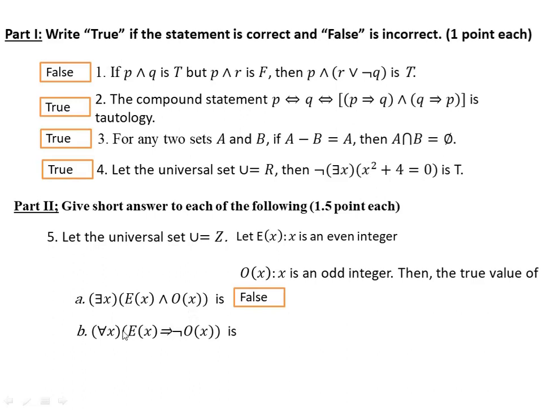B. For every x, E(x) implies negation of O(x). What does negation of O(x) mean? Negation of O(x) is E(x), that means even. Therefore, it says that for every x, E(x) implies E(x), which is true, because an even number implies an even number, which gives us true.